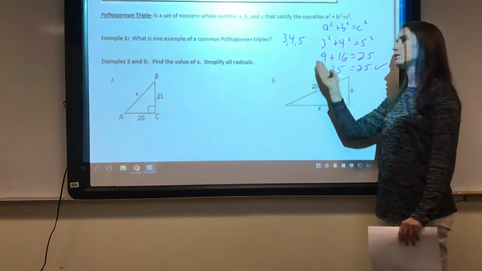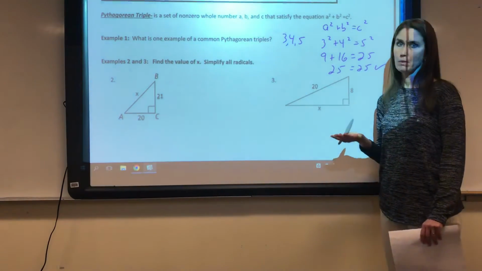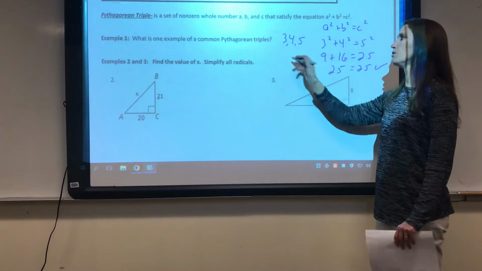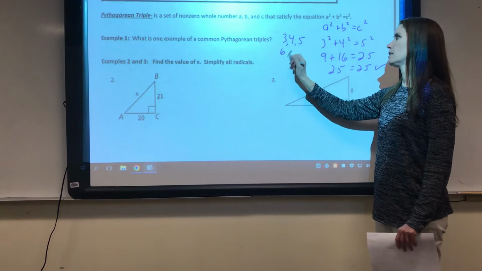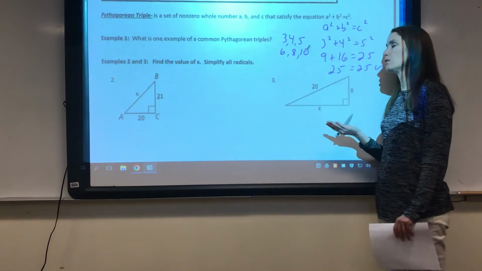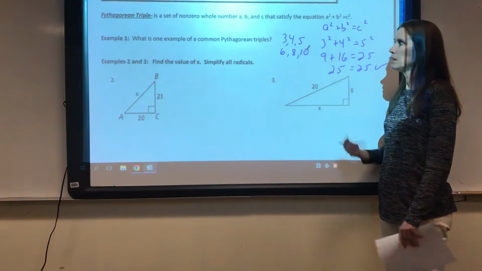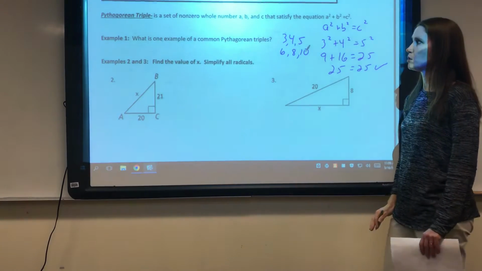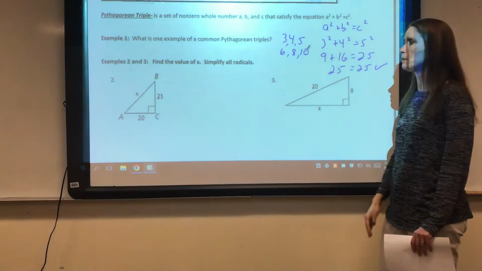Any other multiples of 3, 4, and 5 would also be a Pythagorean triple. If I multiply all those by 2, I get 6, 8, and 10, so I know that that would also be a Pythagorean triple. But there are obviously other Pythagorean triples as well. That's just the most common one.